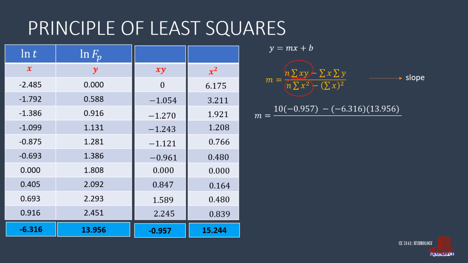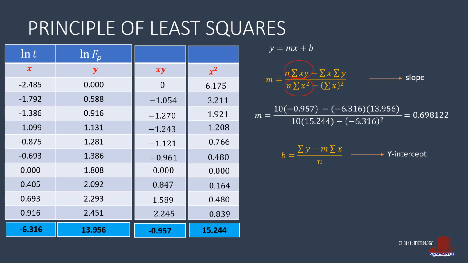From the slope equation, n is the number of entries, and the example has 10. So the slope m is then 10 times negative 0.957 less the product of negative 6.316 and 13.956, all upon 10 times 15.255 less the square of negative 6.316. The slope turns out to be 0.698122.